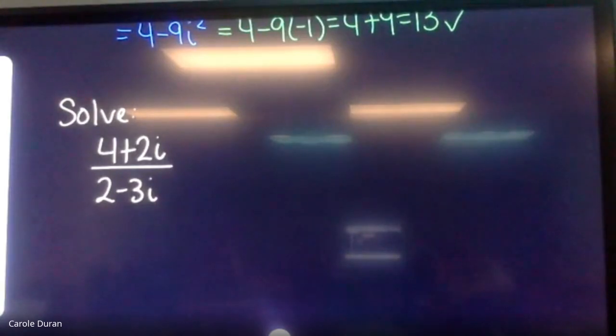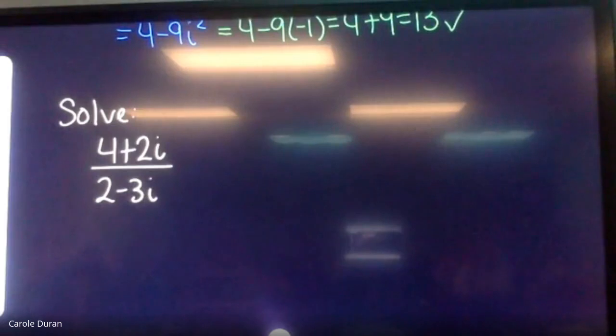Okay, so this is my problem. I gave you (4 plus 2i) over (2 minus 3i), and I would like to simplify this. Simplifying it means I don't want a fraction anymore. I also don't want an imaginary part in my denominator because that's hideous and I don't like it. So the way that we ensure that an i will cancel from my denominator is what?